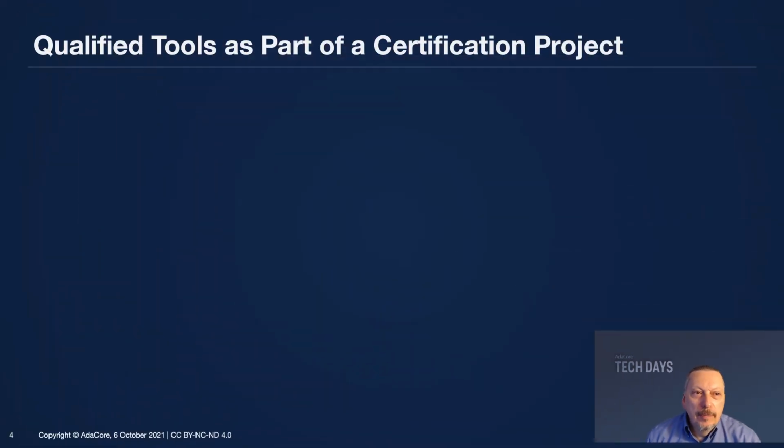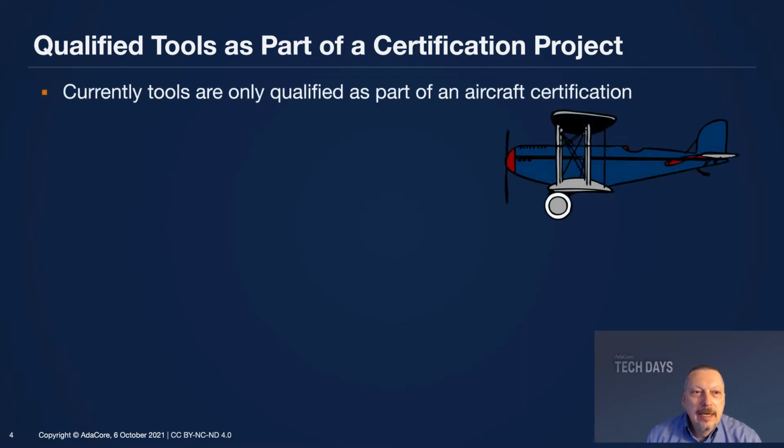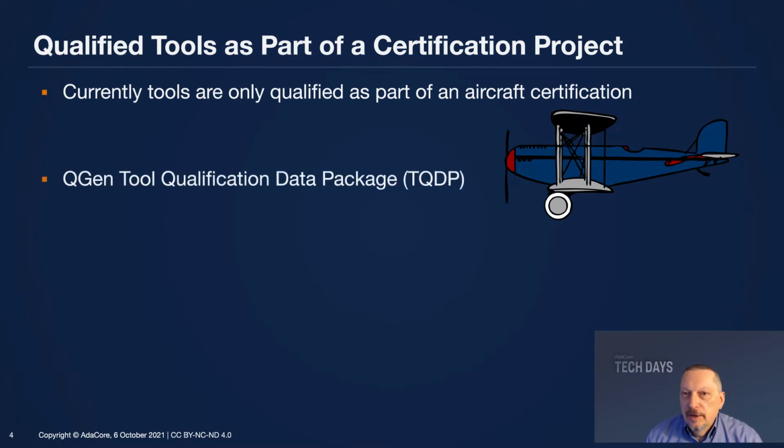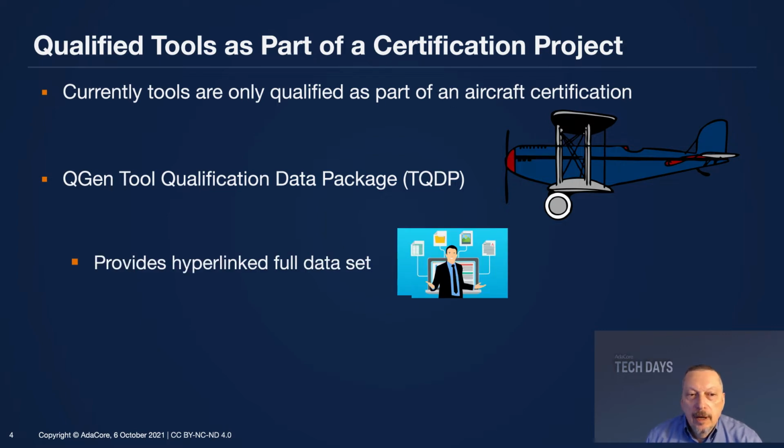So first of all, let's talk about qualified tools. Currently, they are qualified as part of a certification project. That means once the tool is qualified on an aircraft project, it has to be requalified on the next project. This is under discussion, but in order to support that, what we're providing with QGen is a tool qualification data package. This provides a hyperlinked full data set of all the qualification data to support QGen.